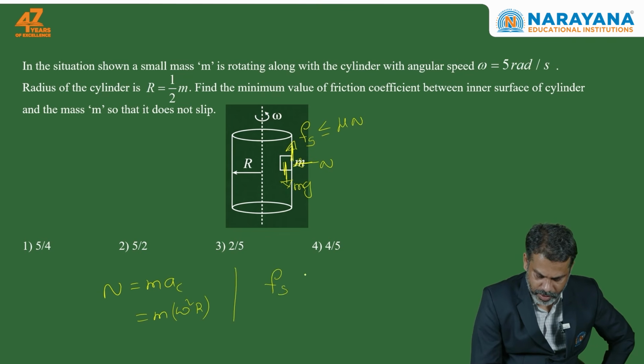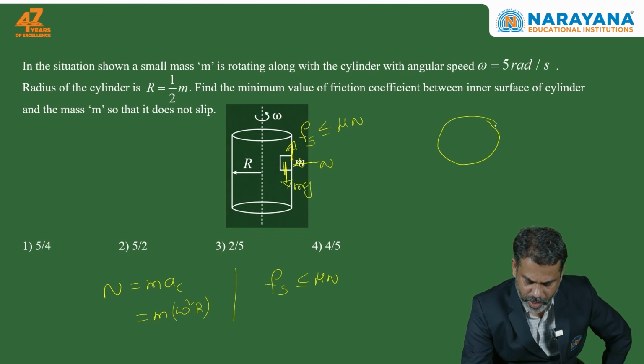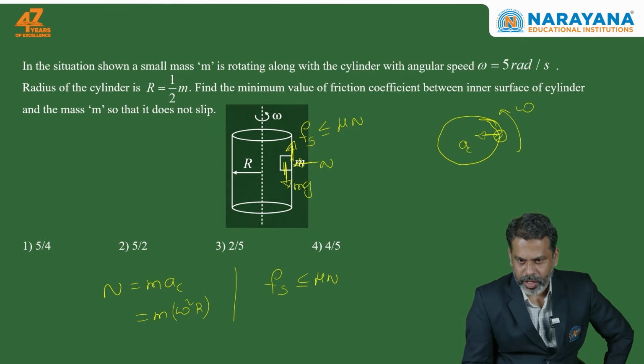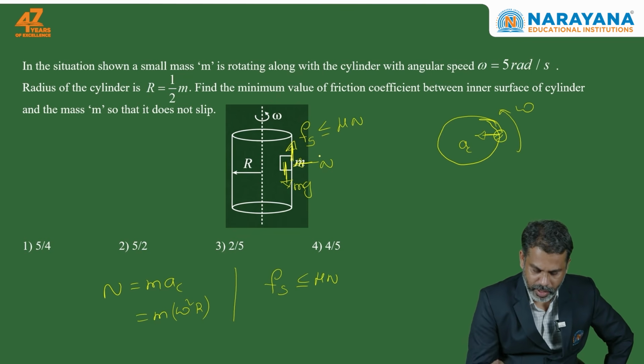Therefore friction is less than or equal to mu N. I'm just taking the circular motion dynamics. If a particle is going with omega, the centripetal acceleration is omega square r. There is no tangential acceleration, where alpha is 0. So from the ground frame, only N is the one providing that centripetal acceleration. That's why N is equal to m a_c. F is less than or equal to mu N. Of course, vertically it's in equilibrium, so F has to be mg, which is less than or equal to mu N. Therefore mu is greater than or equal to mg by N.